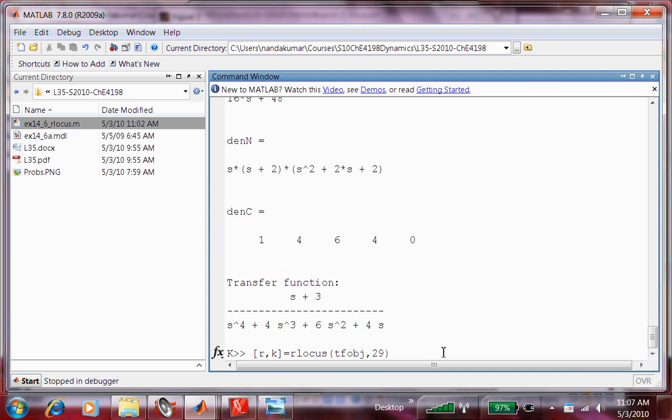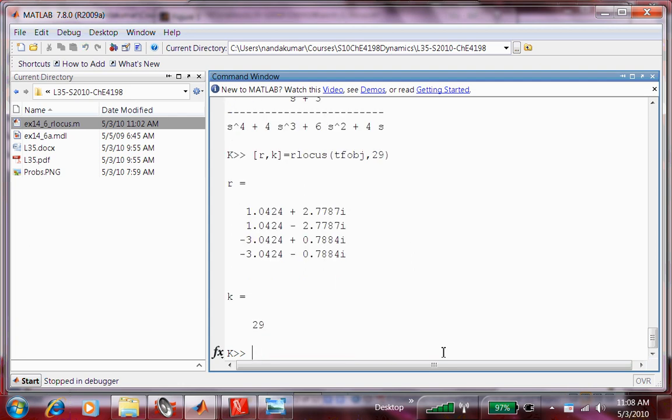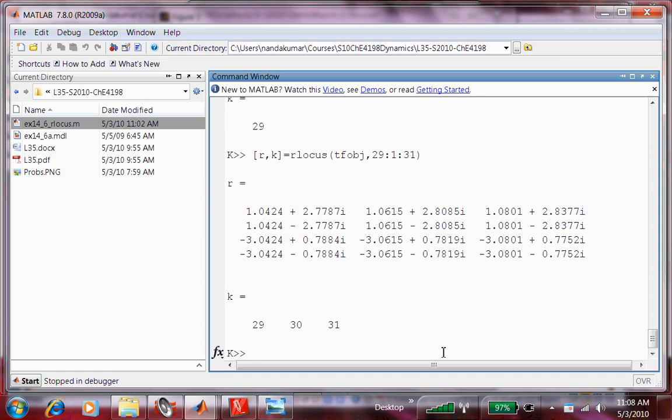So what I'm trying to illustrate is rlocus takes an additional second parameter, which I picked as 29 in this case, for example. That is the value of k for which I want rlocus to compute the roots and return. Okay? So it says, at the value of k equal to 29, the roots are the following. Now you can do this, 29 to 31. So it's going to take 29, 30, 31, three values. And these are the roots.